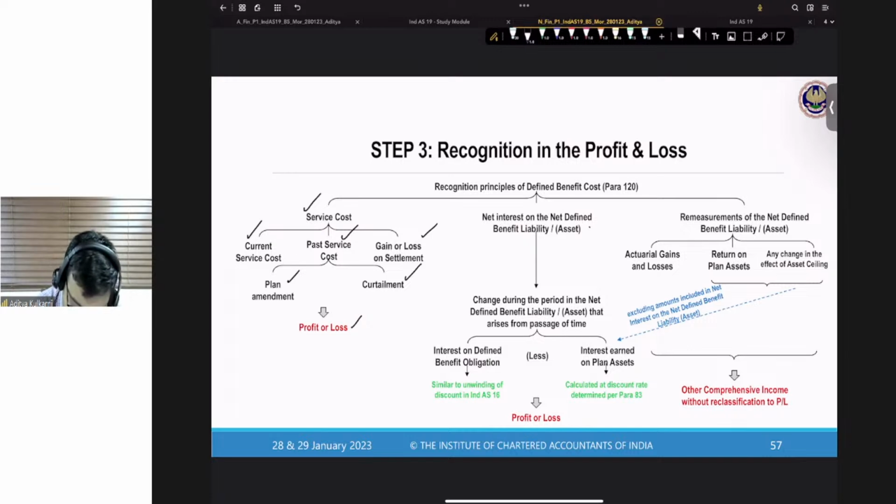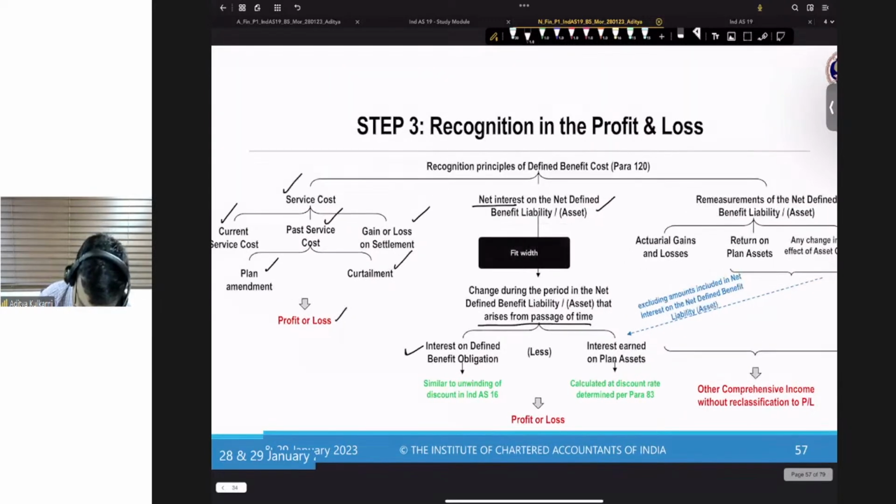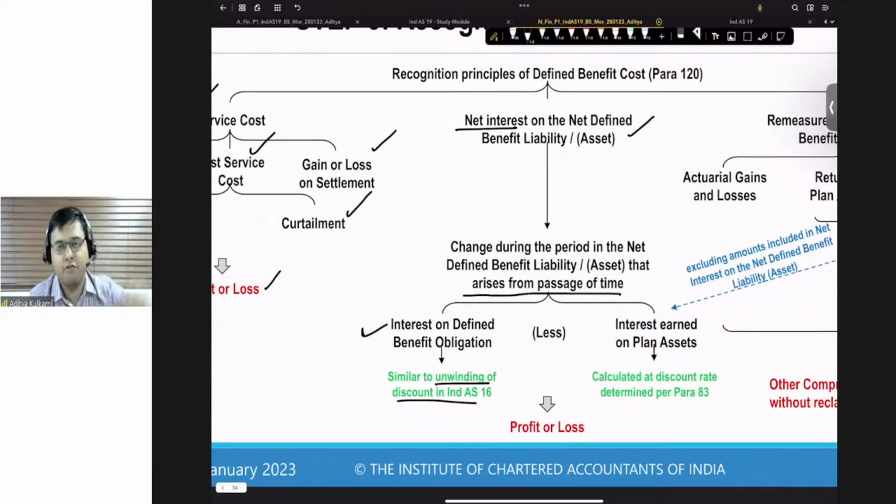Net interest on the net defined benefit liability or asset. This is the change during the period in the net benefit liability or asset that arises from passage of time. We call it net interest. Why? Because interest on defined benefit obligation we have computed. I showed you. It is similar to unwinding of discount. Do you recollect? We have done this. First year opening obligation into 10%. Second year opening obligation into 10%. Like that, I would end up unwinding the discount. So this is going to be an expense.